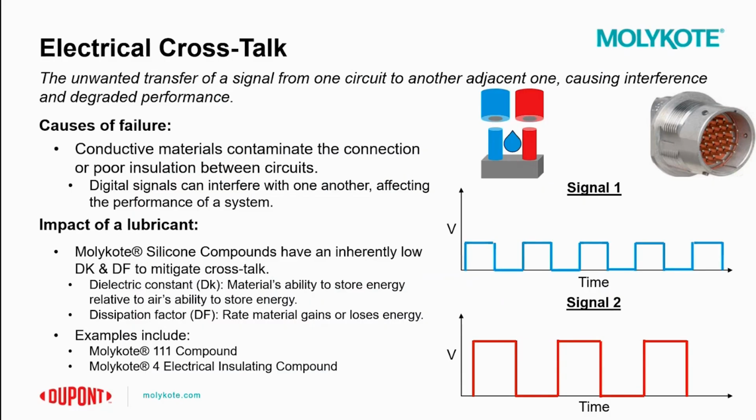Crosstalk is the unwanted transfer of a signal from one circuit to another adjacent one, causing interference and degraded performance. So for example, let's take a look at the visuals on the right. Let's say we have a multi-pin connector where there are 2 unique electrical signals transferred through adjacent pins. If there's an interference between these 2 signals, they can become additive and affect the final signal transferring through the connection. This is where we introduce products such as MOLYKOTE silicone compounds.